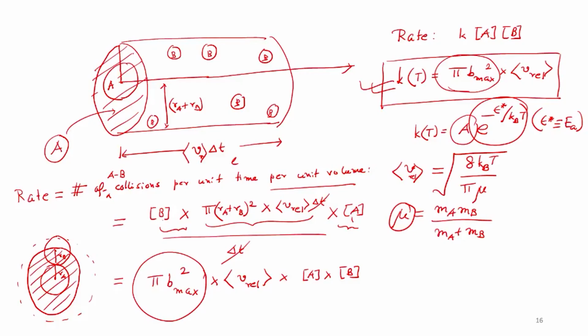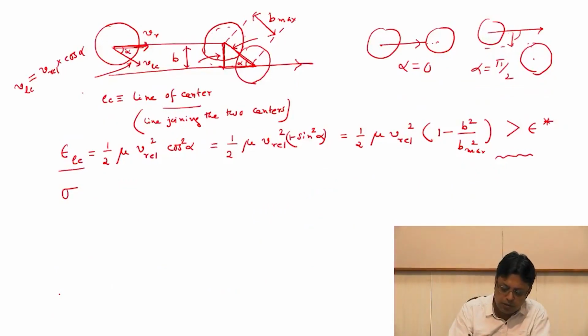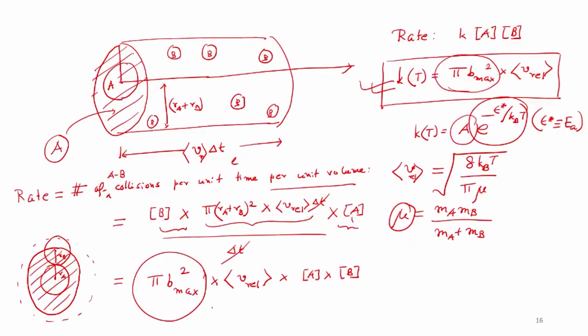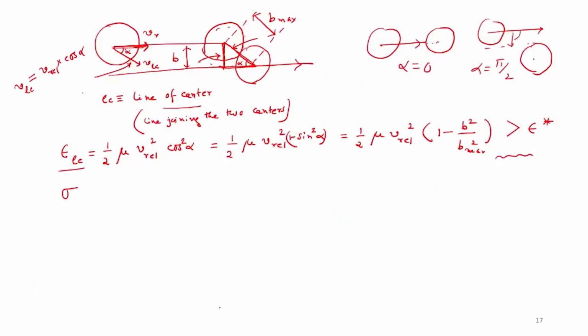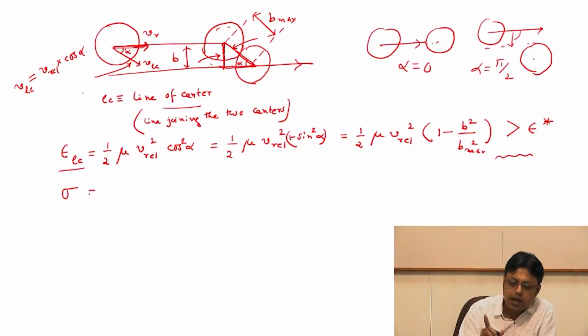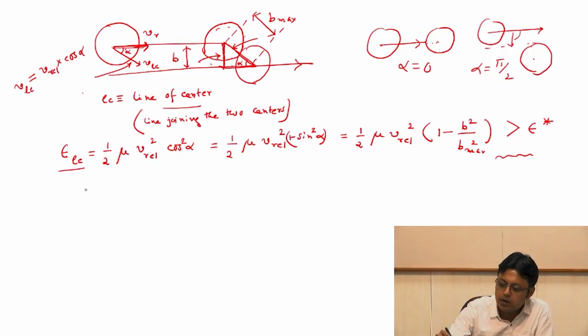Since it has the dimension of area, we call it sigma. So this pi b max square is sometimes written as sigma. But right now we made a criterion that this sigma has to be greater or equal to something, so that we'll see. Or before we go to the definition of sigma, let us just look at only this part.